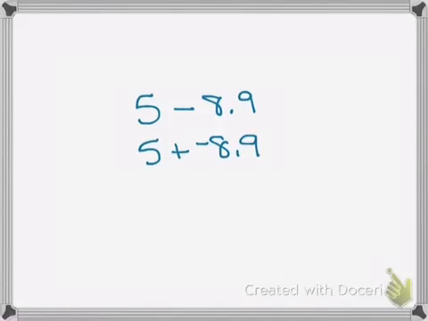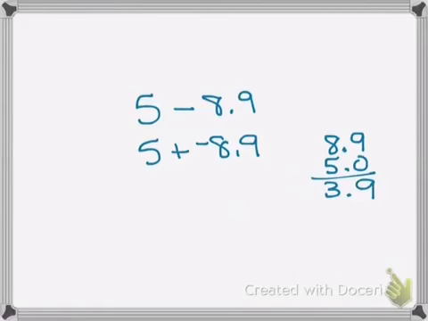Now you'll notice the two numbers have different signs. The 5 is positive, the 8 and 9/10 is negative. When that happens, the fastest way to the answer is to find the difference between those two numbers' absolute values. Now I'm going to take it off to the side to do the subtraction, and you'll notice I'm going to put 8 and 9/10 on top because it has the largest absolute value.